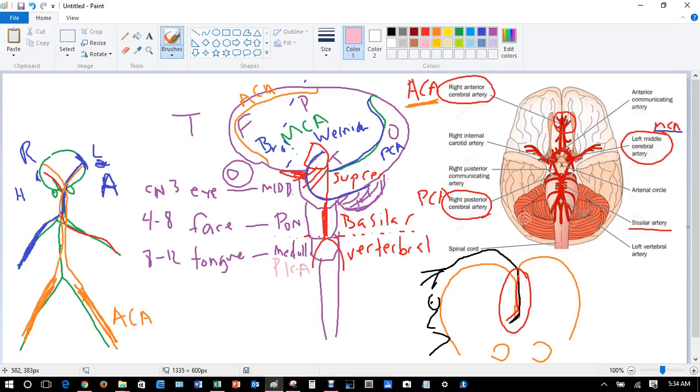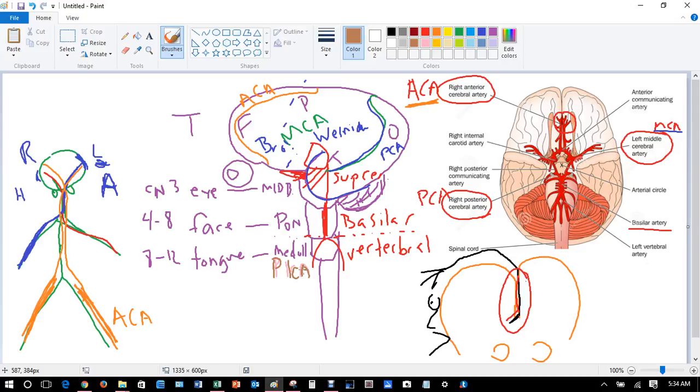This isn't very visible. Maybe I'll use brown instead. So you get PICA, posterior inferior cerebellar artery. And PICA supplies the lateral part of the medulla. And that's why there's a syndrome associated with this called lateral medullary syndrome. Another word for it is Wallenberg syndrome.